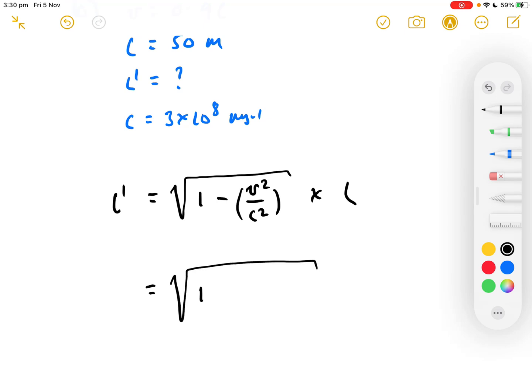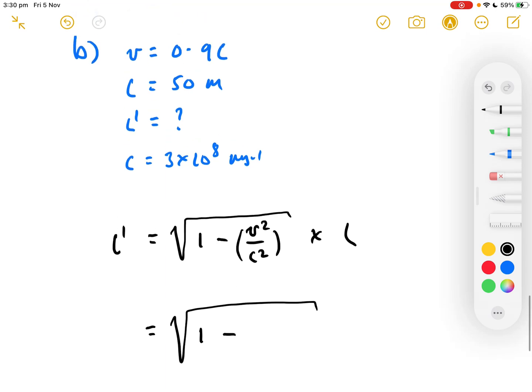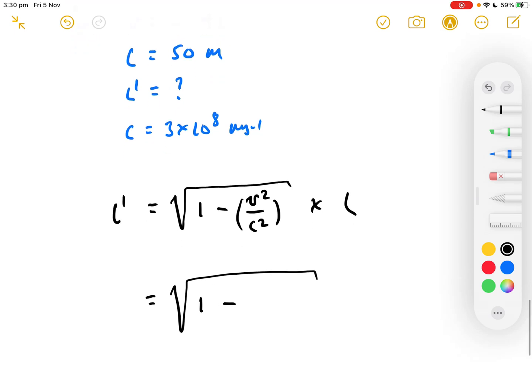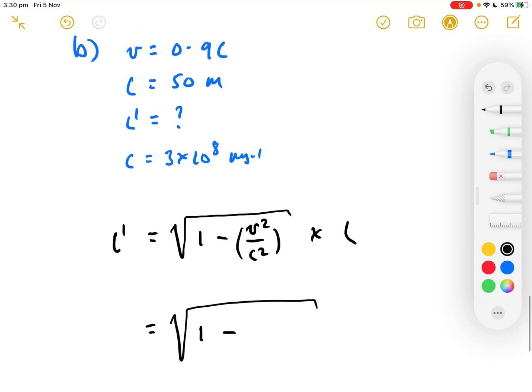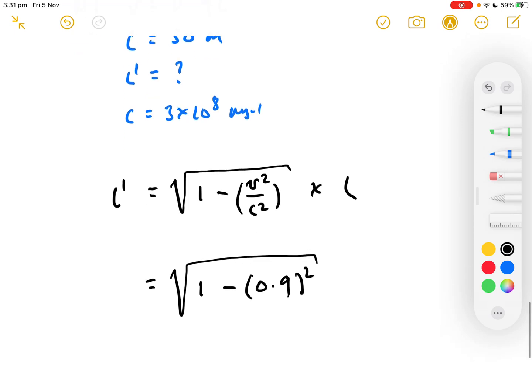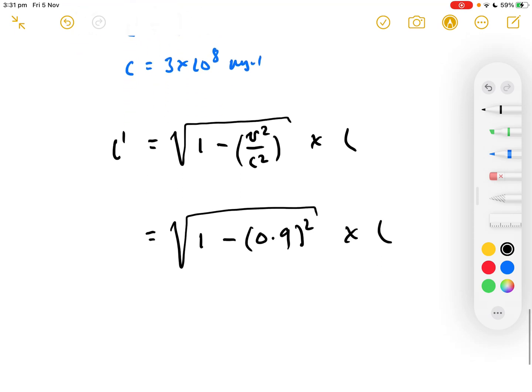Let's put in our numbers. Well, when you're doing the v squared over c squared bit, you could put in 0.9 times 3 times 10 to the 8 on the top, and then 3 times 10 to the 8 on the bottom, and then square. But you don't need to put in all these 3 times 10 to the 8 because they're just going to cancel. So what you can do is you can just put in 0.9 there, and that's the bit that's going to be squared.